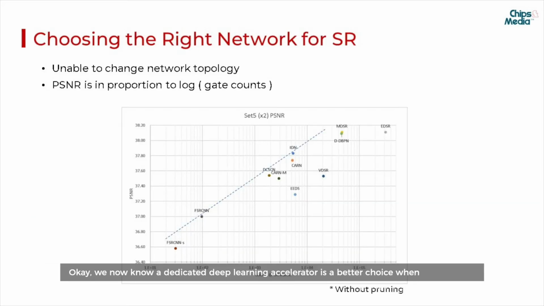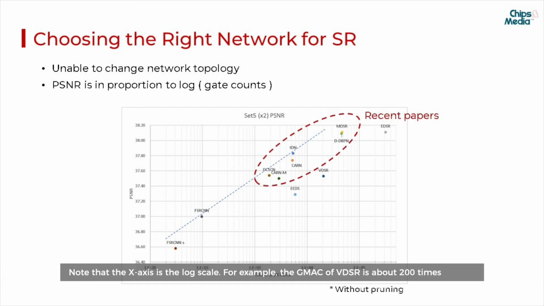Okay, we now know a dedicated deep learning accelerator is a better choice when implementing high-resolution real-time SR. Well then, what are the most important aspects when implementing a dedicated deep learning accelerator? Let's find out. Take a look at the graph. It shows the distribution of PSNR and GMAC for 8K resolution in popular SR networks. Please note that the x-axis is the log scale. For example, the GMAC of VDSR is about 200 times bigger than that of FSR-CNN.